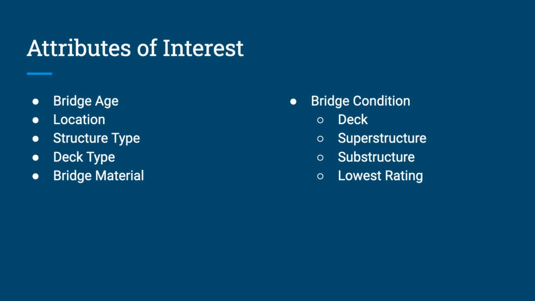So out of all those attributes listed there, these are the ones that are going to be of the most interest here, starting with the age of the bridge, and then where the bridge is located, the type of structure, the type of deck on top, the material used to build the bridge, and then the bridge condition. And the bridge condition is provided to us on a scale from 9 going down to 0. And that is done for the deck, superstructure, and substructure. And then the lowest of those three ratings, they also report in the lowest rating attribute, which is a handy way to just say, what's the minimum rating of this bridge?